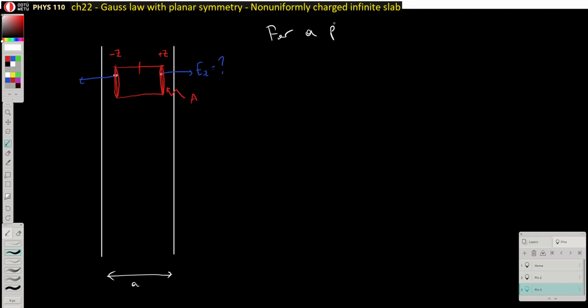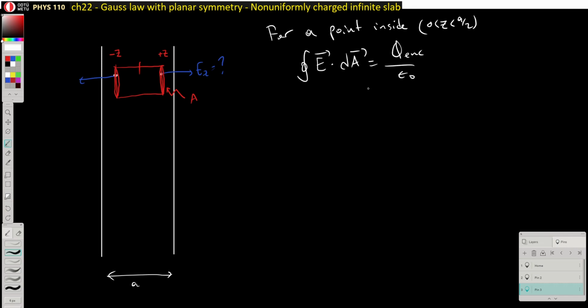So for a point inside, I'm going to choose the z coordinate to be positive, but that's less than a over 2. So I'm just considering this case. So we write down the Gauss law. On the left hand side, we have the same expression. On the right hand side, I have the integral of the dq, and that's an integral of charge density multiplied with volume again. But I'm just going to write everything in here.